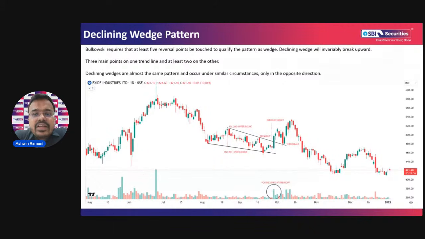Is the declining wedge clear, guys? If you all can let me know in the chat box. So I hope the rising wedge and the declining wedge part is clear. All good until now? Can you give me a heads up in the chat box?